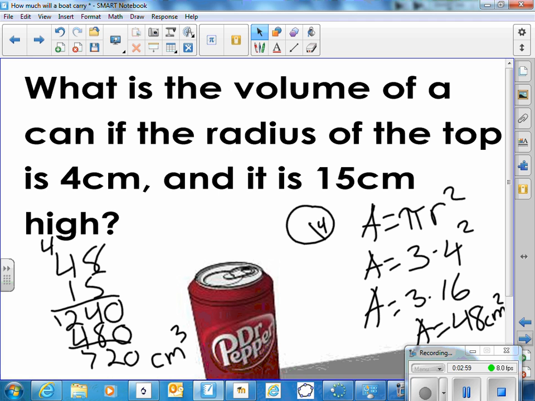That means if I had 720 cubes that were all 1 centimeter by 1 centimeter, that's how much liquid could fit inside that can. Of course, if they're square, they don't fit inside of a round can very well, but if you figured out that much water, that much liquid, you could pour it into the can and it could fill in just fine.